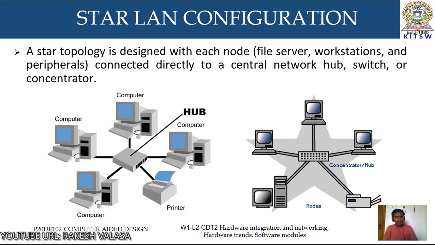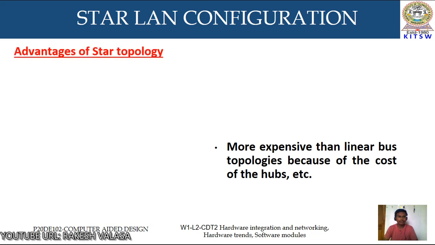In the star LAN configuration, we are using three different types of cables. That is twisted pair cable, the second one is coaxial cable, and the third one is fiber optic cable. Already we discussed this in a previous slide. Let us see the advantages of star LAN configuration.